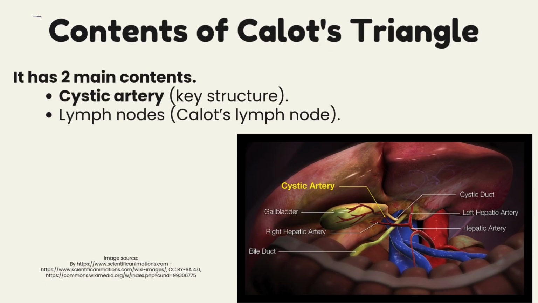Calot's triangle has two main contents. The cystic artery is the key structure in Calot's triangle. This triangle also has lymph nodes, known as Calot's lymph node.